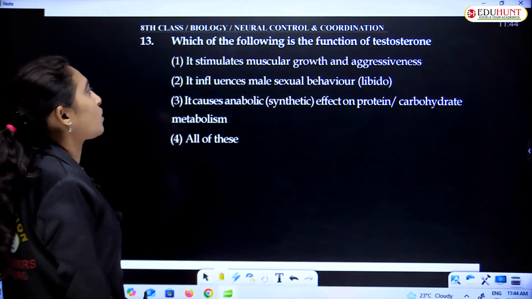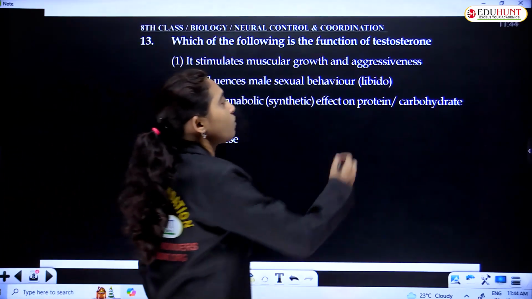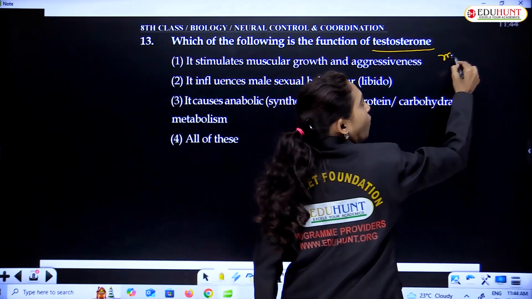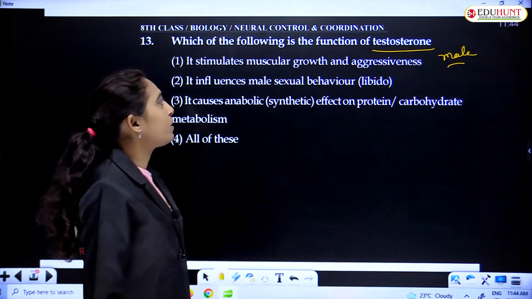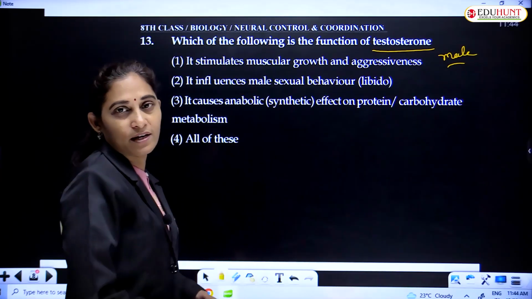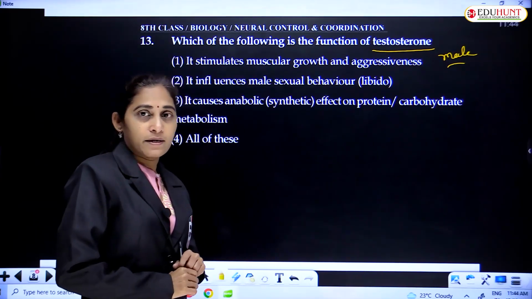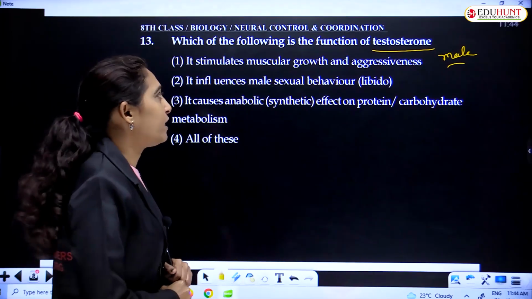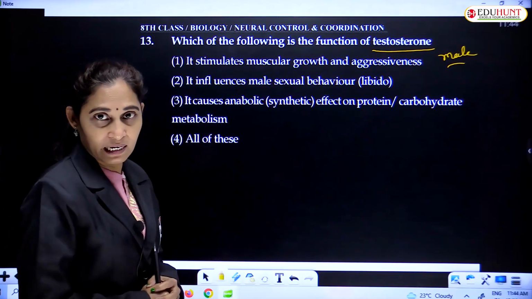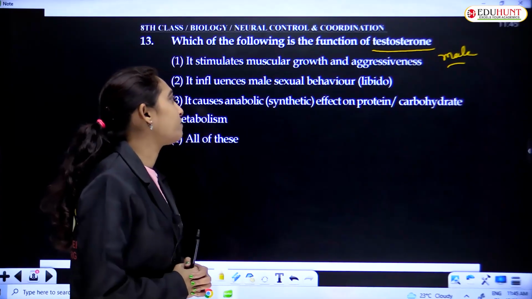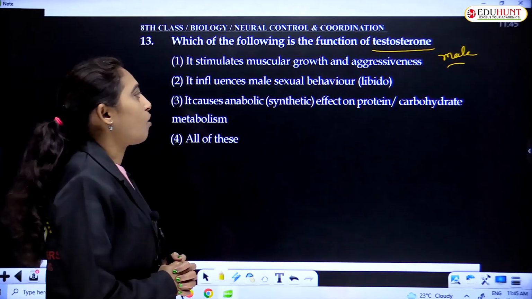Next is, which of the following is the function of testosterone? Testosterone is a male hormone, that is, a sex hormone. It stimulates muscular growth and aggressiveness. Definitely, there is a difference between masculine and feminine body. The musculature is different in male organisms, that is, male individuals. Even aggressiveness, and it influences male sexual behavior, also called libido.